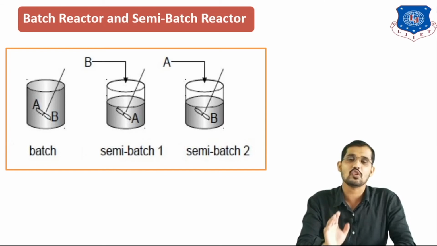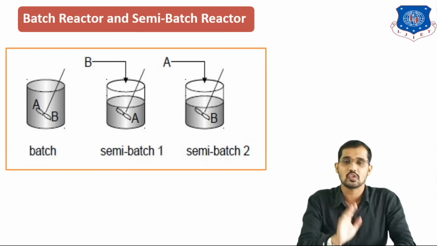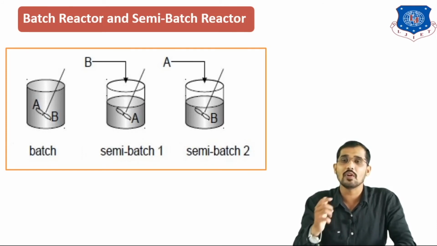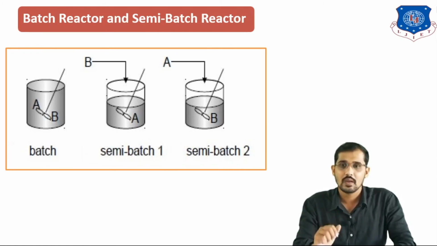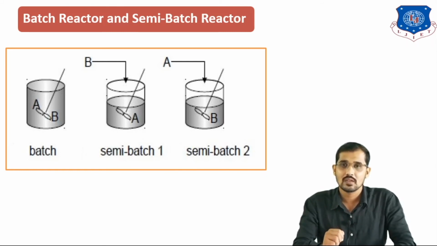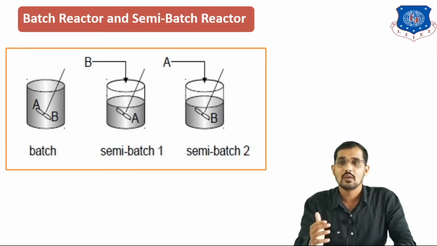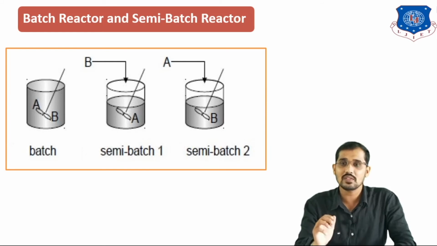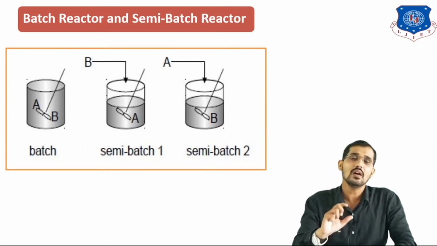After that, semi-batch operation: semi-batch 1 and semi-batch 2. In semi-batch 1, we have completely filled component A initially, and we are continuously adding component B as per our requirement. In figure B, we have completely filled component B, and we are continuously adding component A. So this is all about the semi-batch reactor. By using this semi-batch operation, we can increase the efficiency of the reactor through the continuous feeding of reactants.